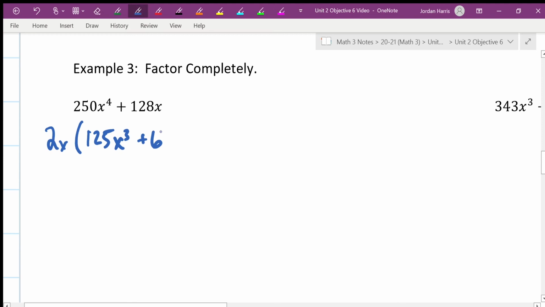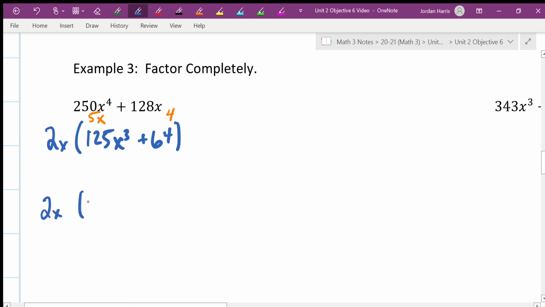And I took out a 2 and an x from each one. Now, I have to continue to factor. So I look, are these perfect cube numbers? Yes, 125 relates to 5, x cubed relates to x, 64 relates to 4. So 2x stays in front.